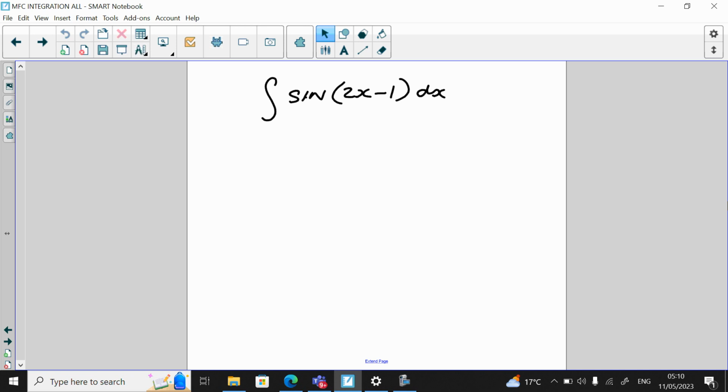Right, let's go for this one. Sine, you've got your rule, check your rule. I'm going to integrate this here, goes to negative 1 over 2. Sine goes to cos, and bring back the bracket with the contents. Don't forget the plus c here. That's it, done.